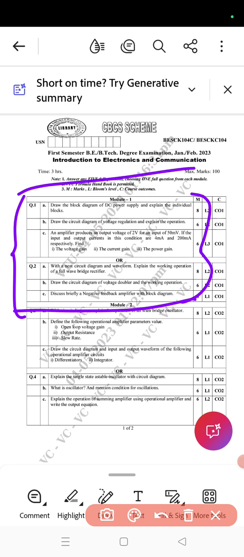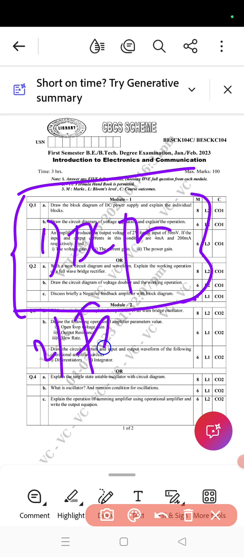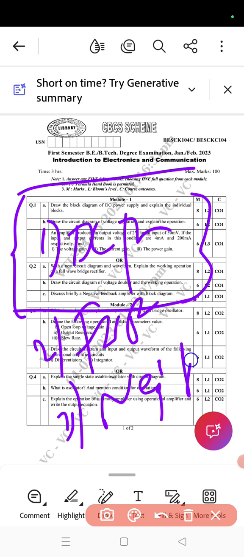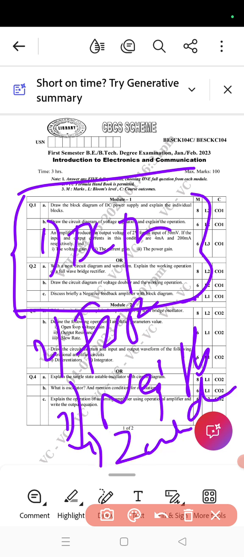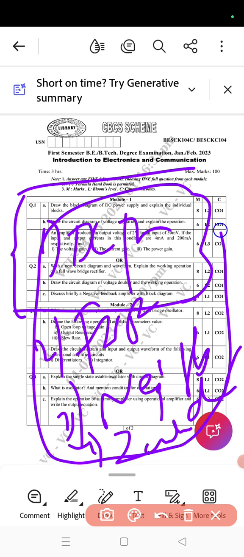Let's see now. Model number 1, you should prepare DC power supply, full wave rectifier, negative feedback amplifier. Fourth one, I may give the choice Zener diode. Based on this, a problem will come or the line and load regulations will come. If you read these 4 questions, definitely you can answer for 20 marks.